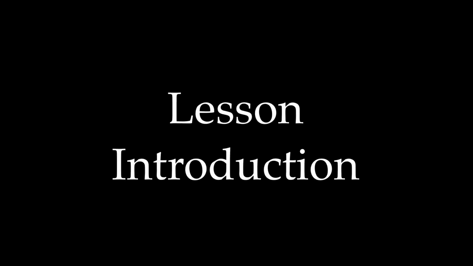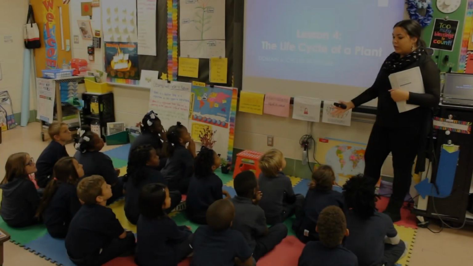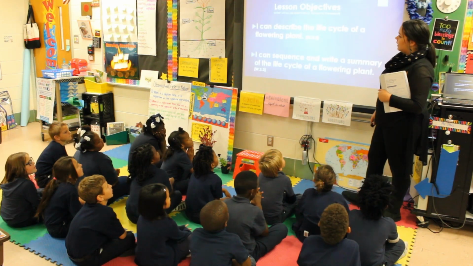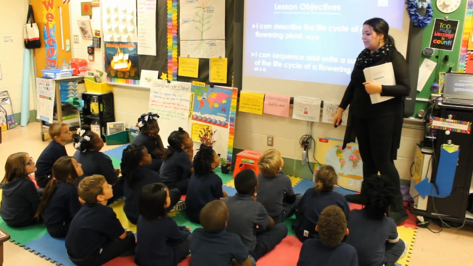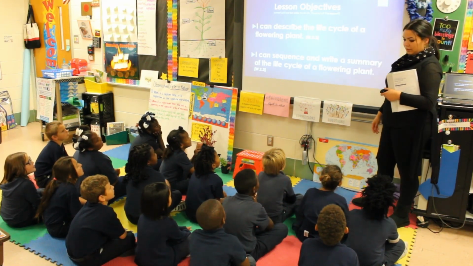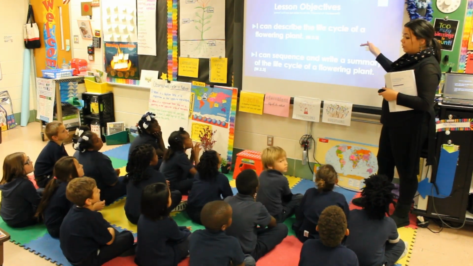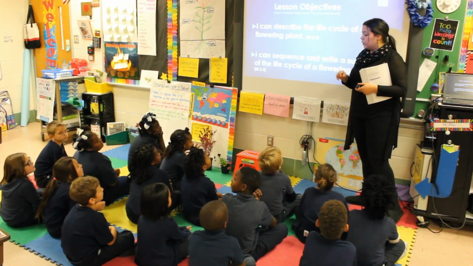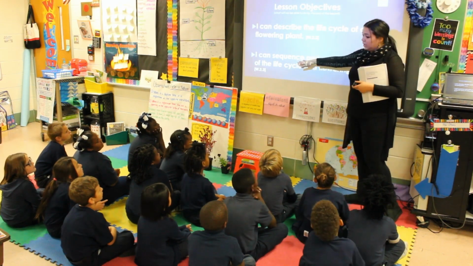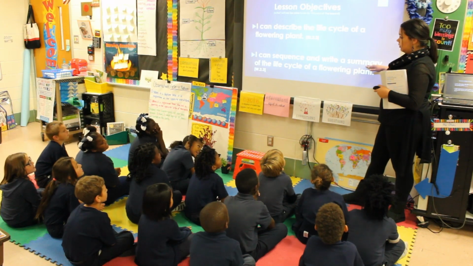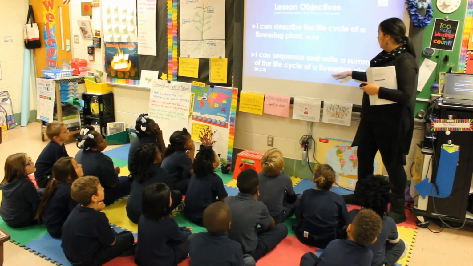Alright, today guys we're going to be doing a reading lesson on the life cycle of a plant. We are moving through our journey of our domain of cycles in nature. Today's objective, repeat after me: I can describe the life cycle of a flowering plant. Our second objective that we're going to be working on today is: I can sequence and write a summary of the life cycle of a flowering plant.